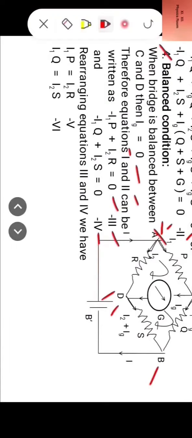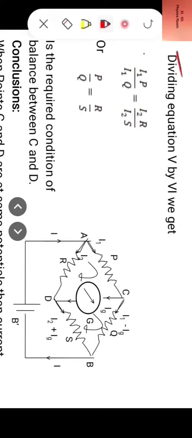Now rearranging equations 3 and 4, we have I1P is equal to I2R. Let us mark it as equation 5, and I1Q equal to I2S. Let us mark it as equation 6. So now we have two equations with us, I1P equal to I2R and I1Q equal to I2S.